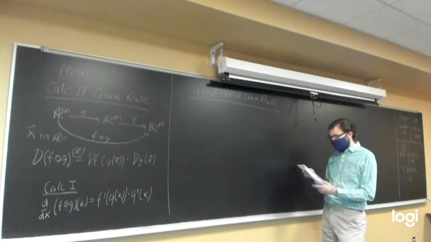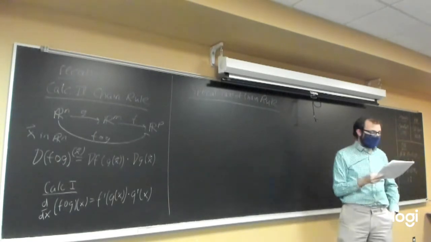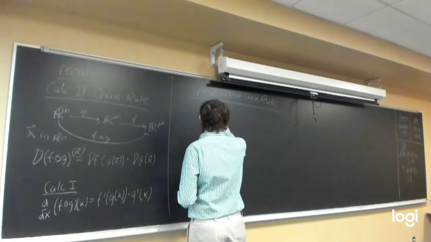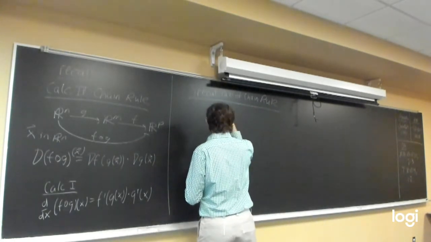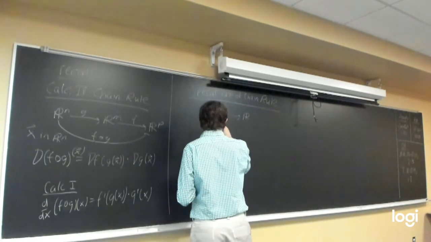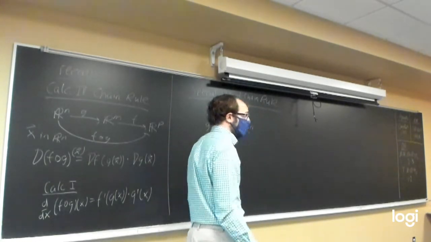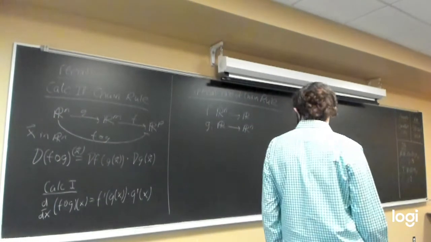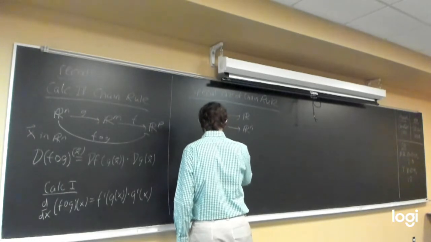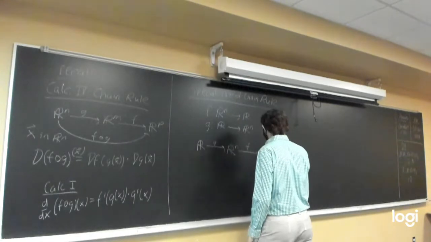If you're in the packet, we're going to be starting on the page that says, in this case where f is a function from Rn to R at the top. So here, we're going to be looking at the case where f is a function from Rn to R, and g is a function that goes from R to Rn, where n could be anything. If we draw the little picture here, g is going to take us from R to Rn, and f is going to take us from Rn to R.